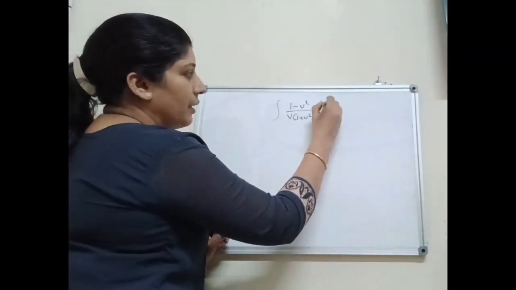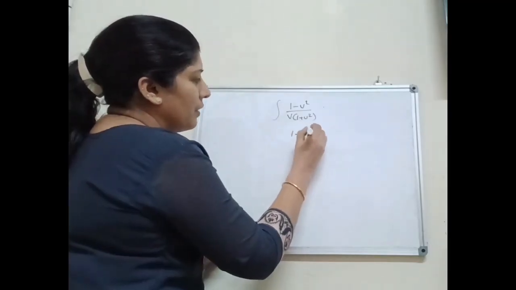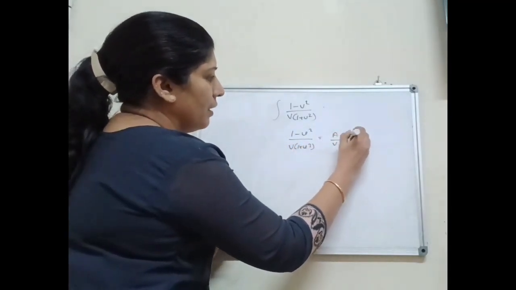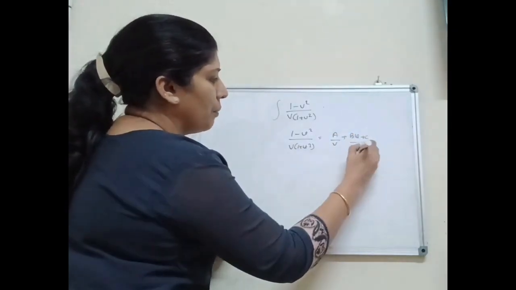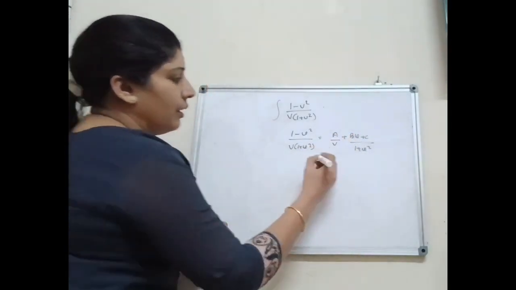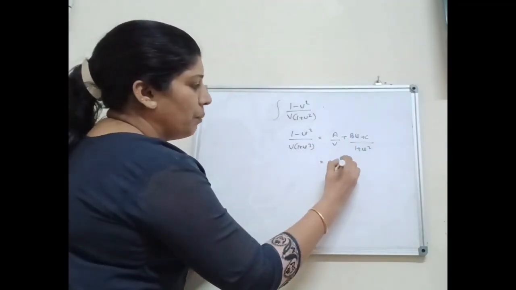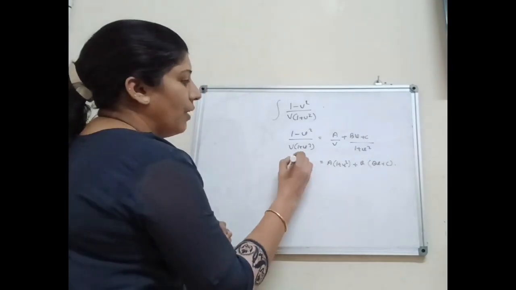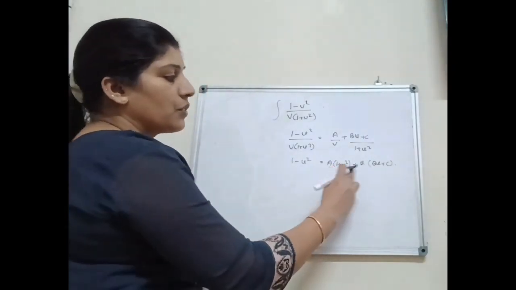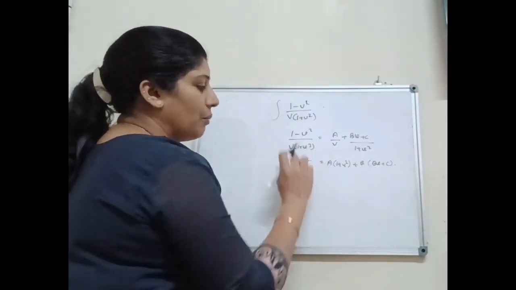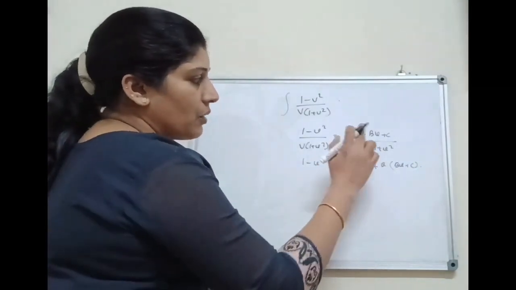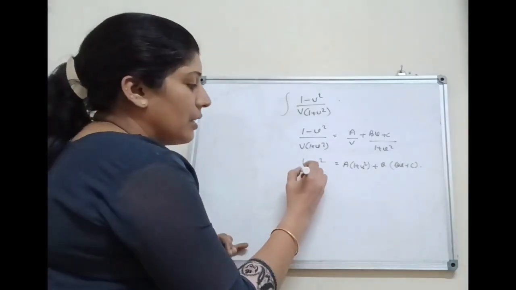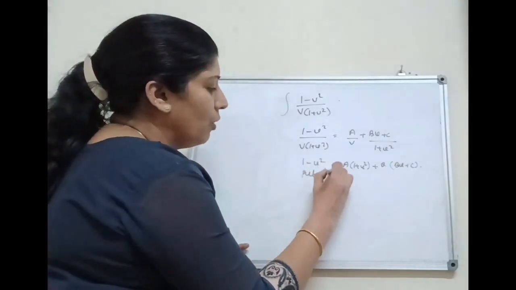Therefore, we have to consider the integral of this function as (1 minus v square) divided by v into (1 plus v square) equal to a by v plus (bv plus c) divided by (1 plus v square). Now here it is equal to a into (1 plus v square) plus v into (bv plus c). That is, numerator 1 minus v square equal to a into (1 plus v square) plus v into (bv plus c).